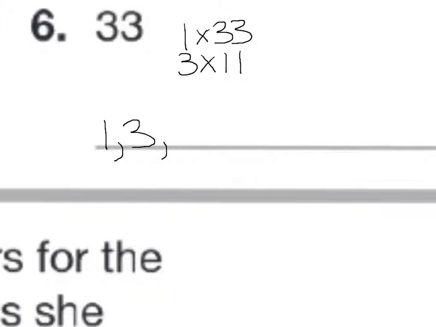Number 6 is 33. Again, we're going to start with 1 and 33. Another one is 3 times 11. Remember, if you take any one-digit number and multiply it by 11, then you get the digit just doubled. It's an easy way to remember your 11s. Alright, and is there any others that we can think of? Nope. So our factors are 1, 3, 11, and 33.